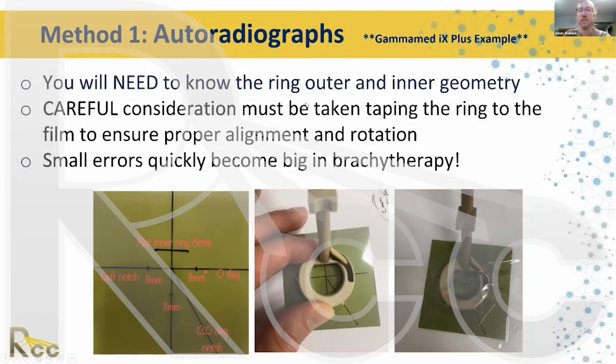Careful consideration must be taken taking the ring to the film to ensure proper alignment and rotation. You don't have to worry about that as much if you're using an electron beam to image it. Small errors quickly become big in brachytherapy. Okay, so this is one example.